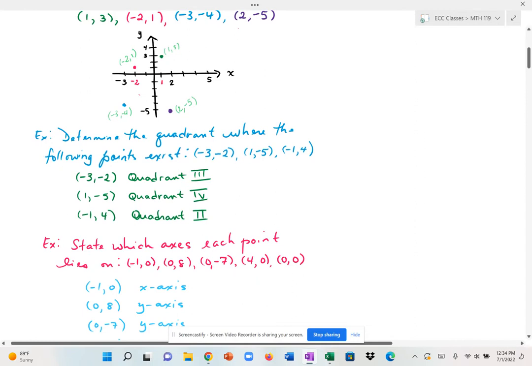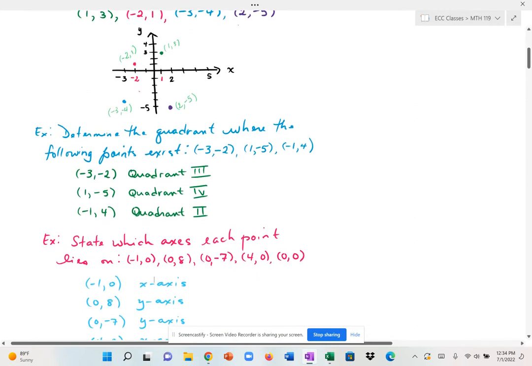0, -7 is also on the y-axis because you've gone 0 units left or right, but you have gone 7 units down.